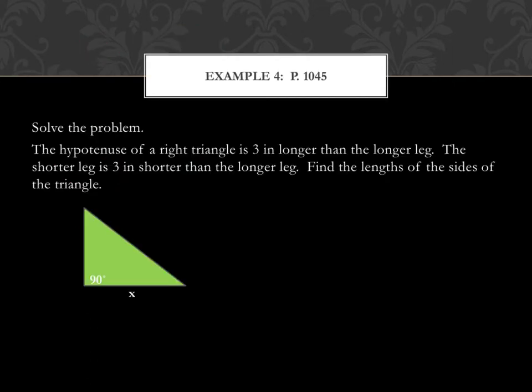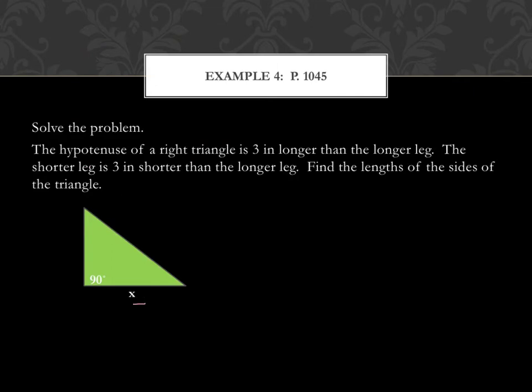Example 4. The hypotenuse of a right triangle is 3 inches longer than the longer leg. The shorter leg is 3 inches shorter than the longer leg. Find the lengths of the sides of the triangle. Alright, so whenever they're referring to something, they're comparing it to something, that's the one you're going to label X. So we have information about the hypotenuse and the shorter leg, both in reference to the longer leg. So the longer leg is X.